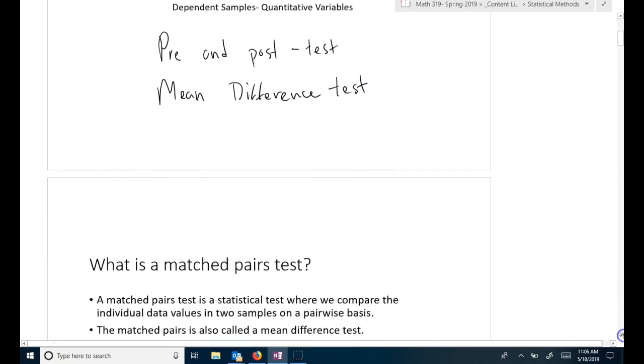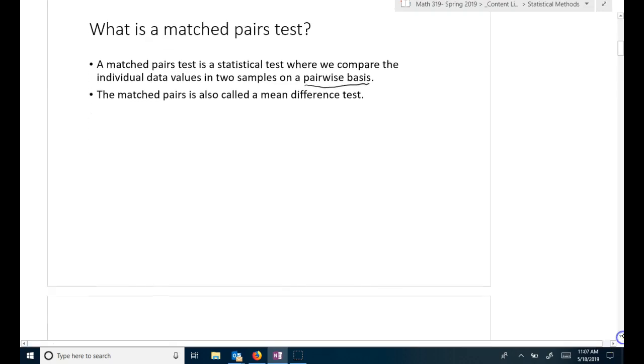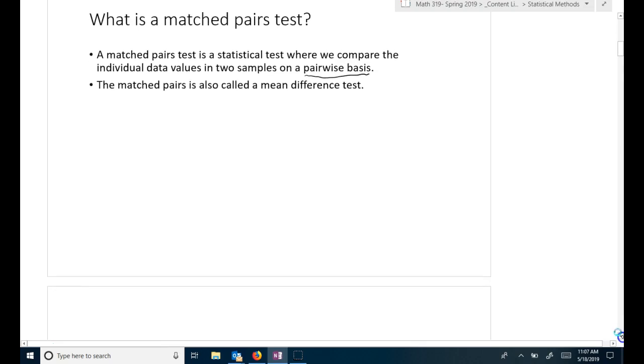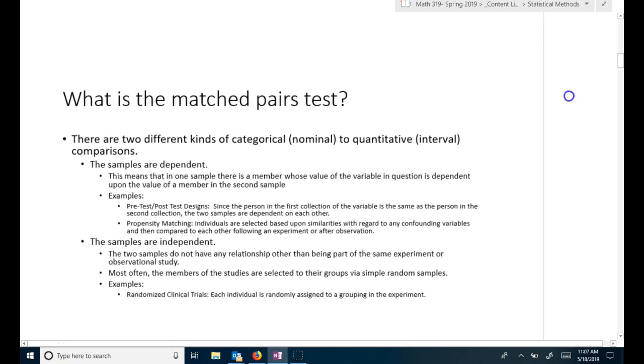Now, what is a matched pairs test? A matched pairs test is a statistical test where we compare the individual data values in two samples on a pairwise basis. So the matched pairs is also called a mean difference test. We have to make sure that the data in both of our samples are paired up, right? That one element in each sample corresponds to another element in the other sample. That pairwise matching is one of the key ways that we can tell that we're doing a matched pairs test.